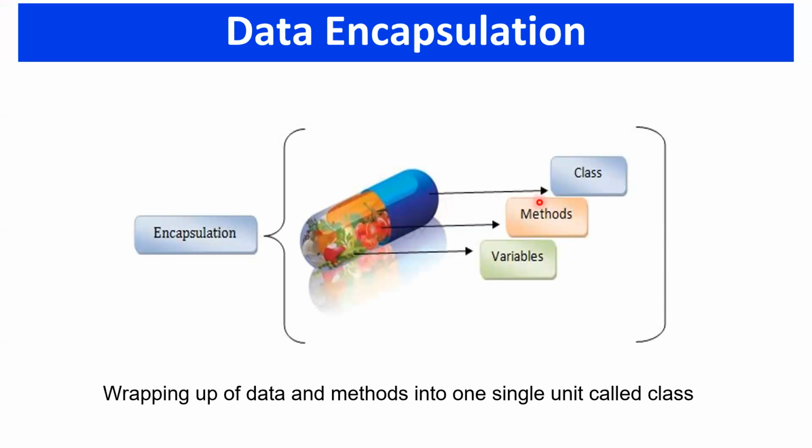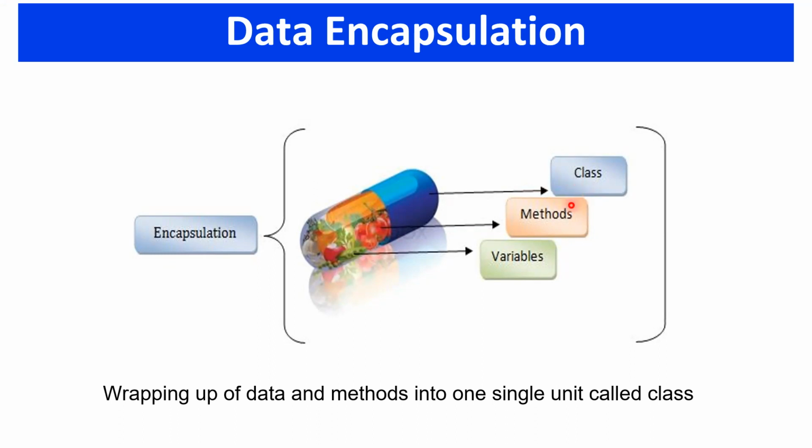In the previous classes, we have seen how to define a class, and we also have seen that a class is a blueprint with which we can create any number of objects that belong to the particular class. And a class consists of variables as well as methods. That means we are binding the variables and methods into the class.